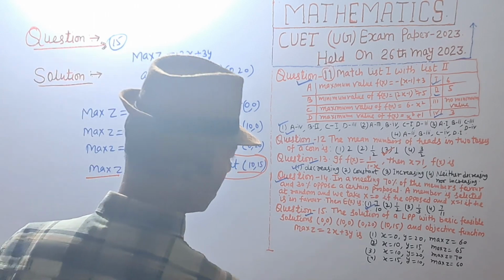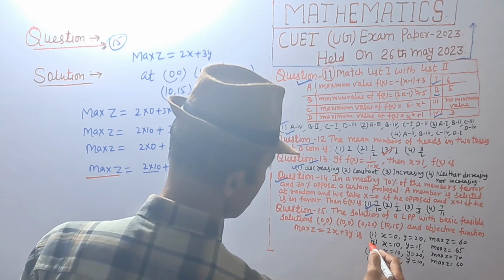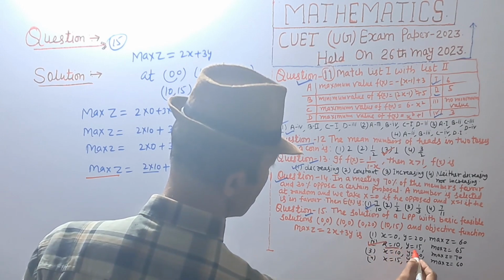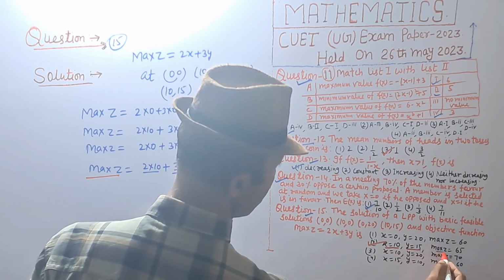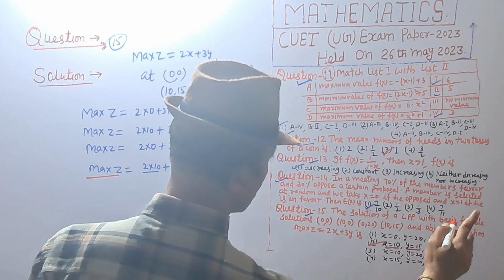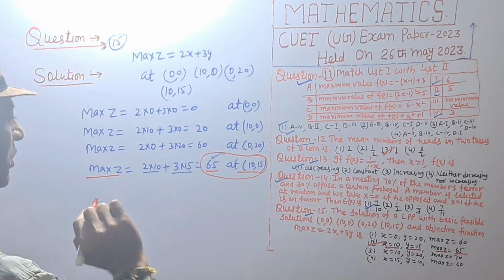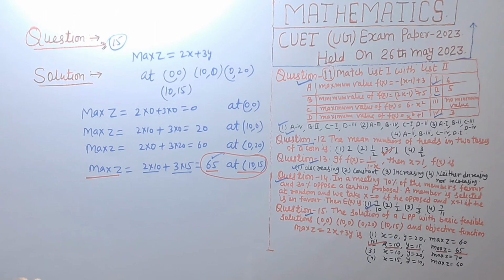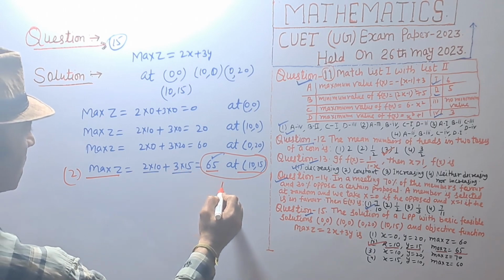That is in option 2. X is equal to 10, y is equal to 15, max z is equal to 65. Option 2 is the correct answer.